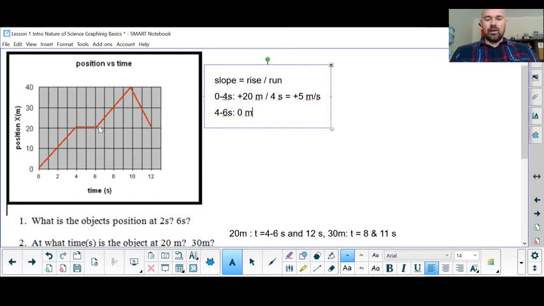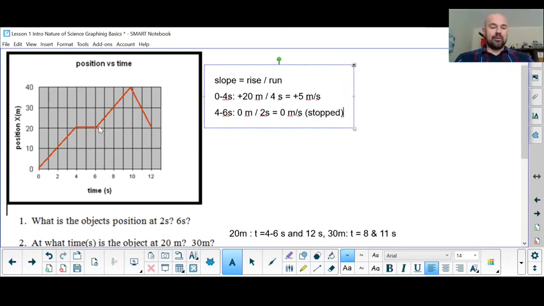meters. It goes no meters. It's not going anywhere. So it's 0 meters in it looks like 2 seconds, because from 4 to 6 seconds is 2 seconds of duration. So 0 divided by 2, that's just 0. So it's 0 meters per second. If you're going 0 meters per second, that means you're stopped. And that is what we said happened at that point. So from 4 to 6 seconds, that's where the object stopped, and that makes sense. Our math follows that up.